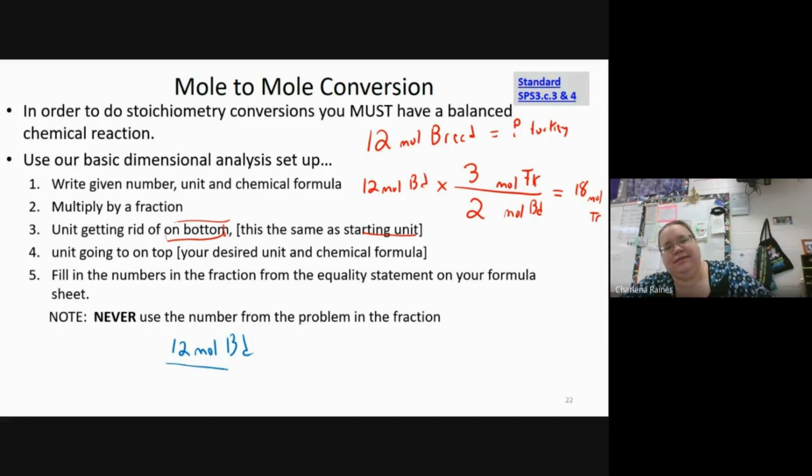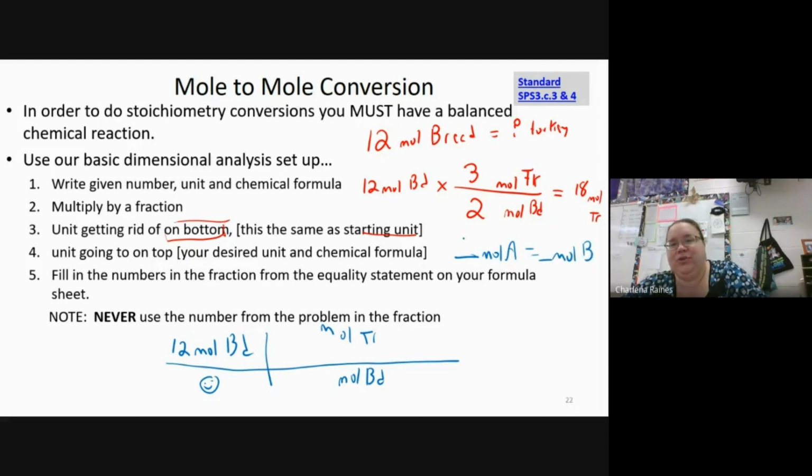So I'm going to rewrite this as some of the math teachers show, and they use what's called train tracks. Instead of showing little individual fractions, they put it all together, but the process is still the same. Got to start with what my number is from the problem. The thing that I'm getting rid of goes on bottom. I'm getting rid of bread. The thing that I'm going to goes on top. I'm going to turkey. And when I'm filling in my conversions, I have to look at my equality statements. And remember, this one is blank mole A to blank mole B, to remind me to look at my coefficients. So 2 breads, 3 turkeys, handy dandy calculator, 18 moles of turkey.